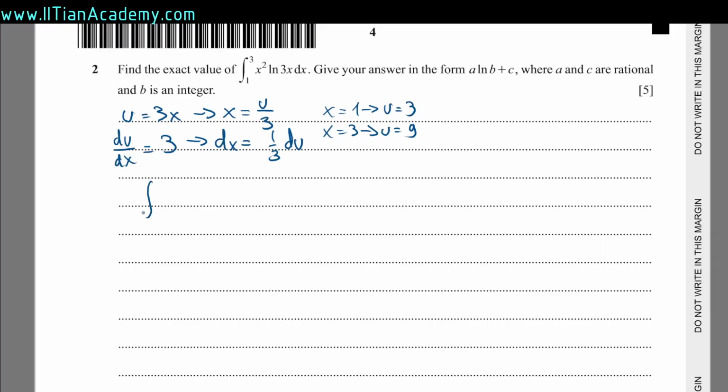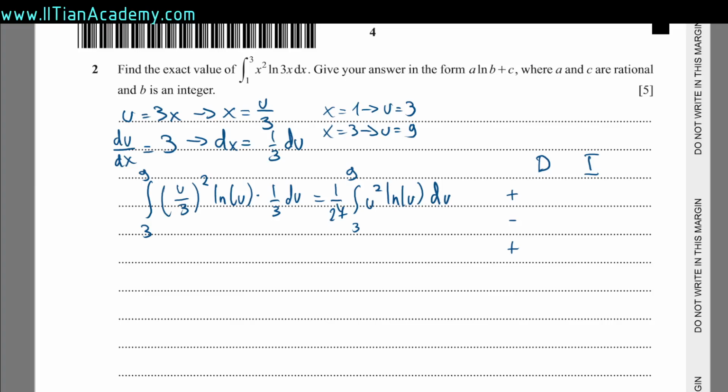So the new integral after the u sub will just be from 3 to 9 of u over 3 squared times ln u times 1 over 3 du. And so if I multiply everything out here, I'll just have a 1 over 27 and then times the integral from 3 to 9 u squared ln u du. And as I said before, now we're going to have to integrate by parts. So I like to use the DI method.